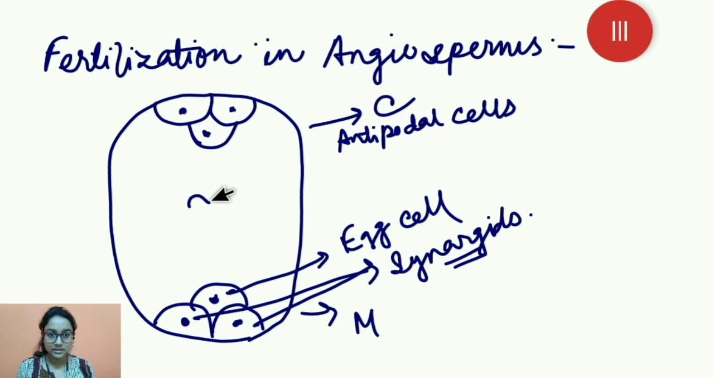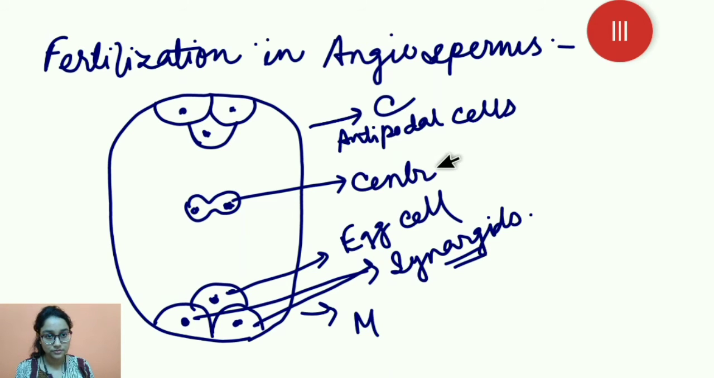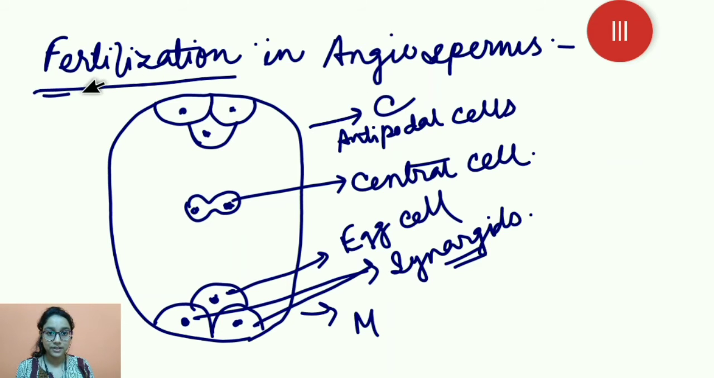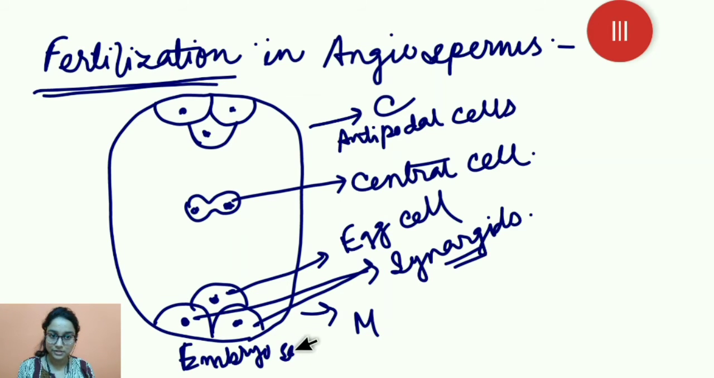In the central portion, there is a cell known as the central cell. It is made up of 2 polar nuclei; due to the fusion of the 2 polar nuclei, this central cell is produced. The entire process of fertilization takes place within this embryo sac. This is the structure of an embryo sac.